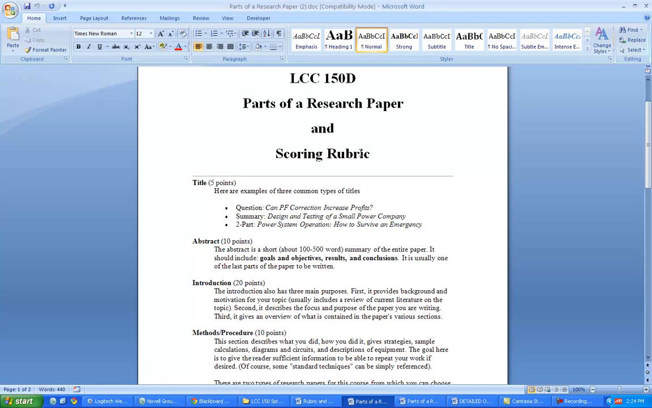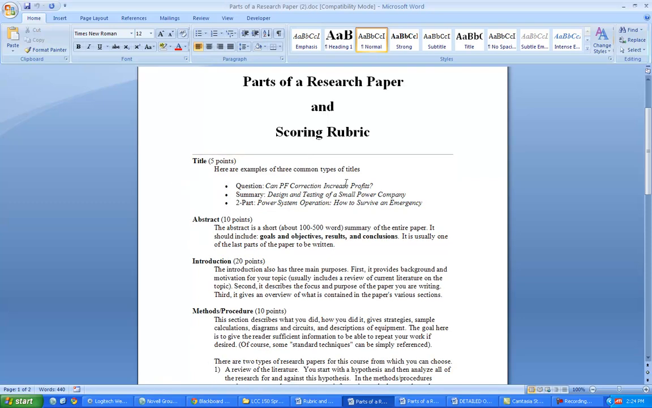So this is the rubric for all papers. 5 points for your title. Make a good title. It could be a question. It can be design and training. It could be just like a literature search. This is usually a typical research question. You might have seen that before. They name a new brand X and it does this.